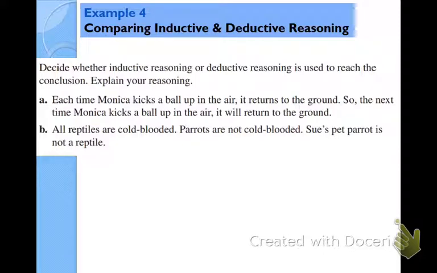Letter B, all reptiles are cold-blooded. Are any of us contesting this? No. Okay? Parrots are not cold-blooded. I agree, okay? Sue's pet parrot is not a reptile. These are all facts, okay? Based on these facts, we can conclude that her pet parrot is not a reptile. So this is deductive reasoning, okay? It doesn't say, well, Sue felt her parrot and he felt too warm to be cold-blooded. No, it literally says parrots are not cold-blooded, all reptiles are cold-blooded, so her parrot is not a reptile. Okay, so that was deductive reasoning.